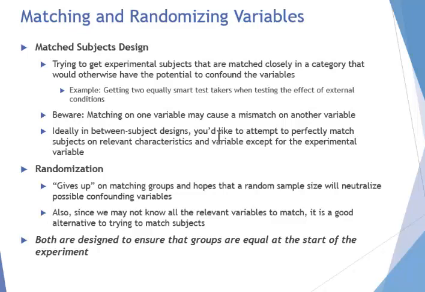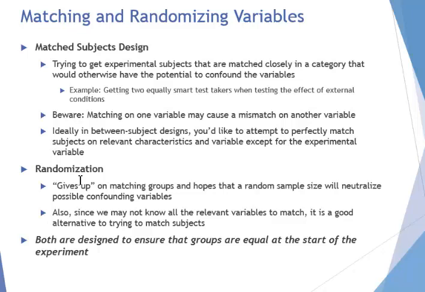Ideally, what we'd like to try to do is to attempt to perfectly match subjects on relevant characteristics, except for the experimental variable. Try to get rid of all possible confounding variables. Sometimes that's impossible. Sometimes you have to realize you're just never going to be able to match the subjects. So rather than trying to match the subjects completely, the other possibility is to randomize. Especially if you have a large sample size. You have 1,000 people that you're studying, let's say. Just try to pick random people, the most random people you can get.